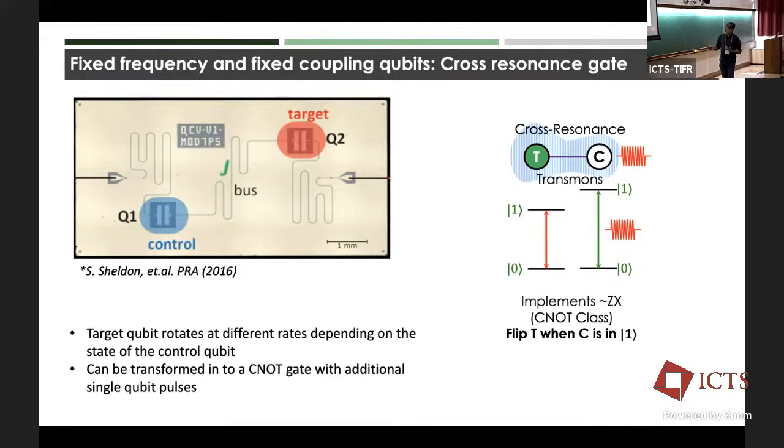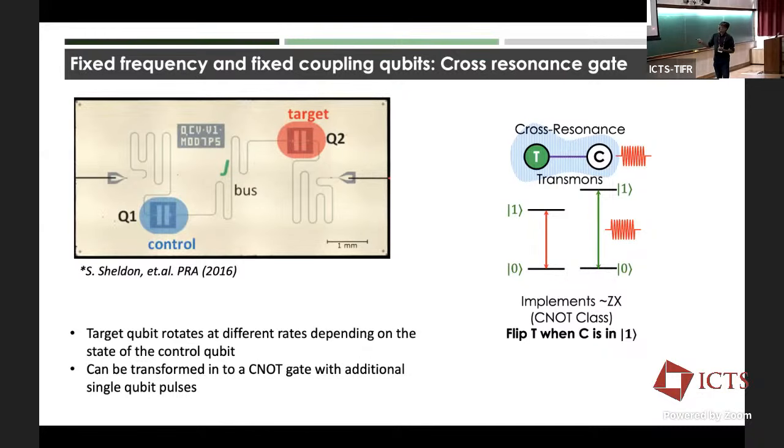Okay. So in reality, what happens is that the target qubit rotates at different rates depending on the state of the control qubit. So if your control qubit is in the ground state, the target qubit rotates slowly. If the control qubit is in the excited state, the target qubit rotates faster. And by tuning this up carefully, you can achieve a NOT operation on the target qubit conditional on the state of the control qubit.